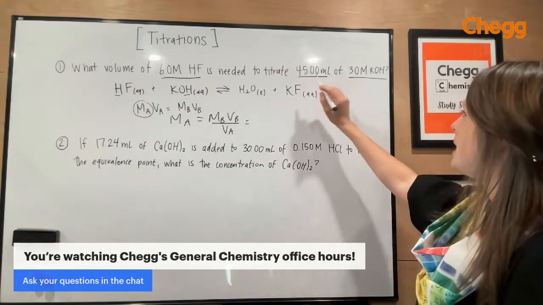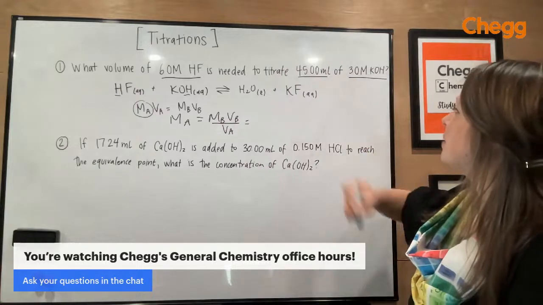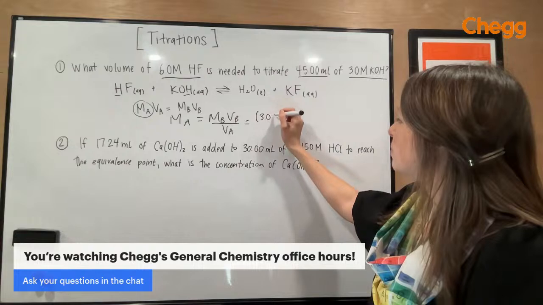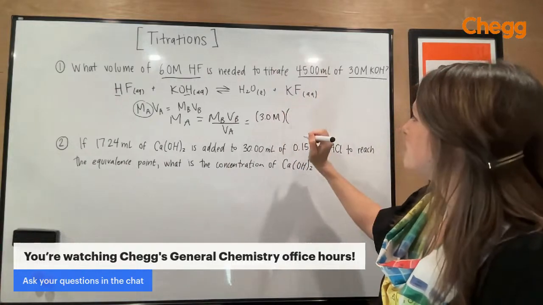All right, so now the hardest part is just making sure you don't mix up any of those concentrations and volumes. So making sure that you keep the volume of the base and the concentration of the base together. So we have 3 molar times our volume.